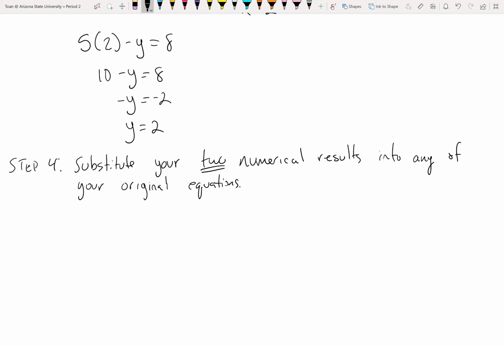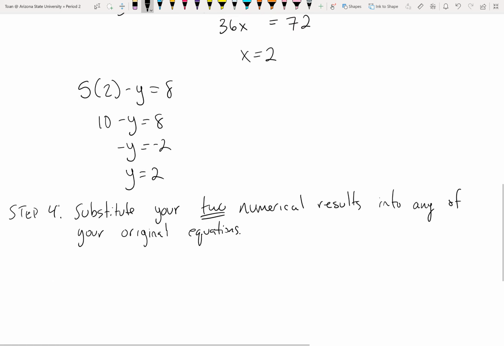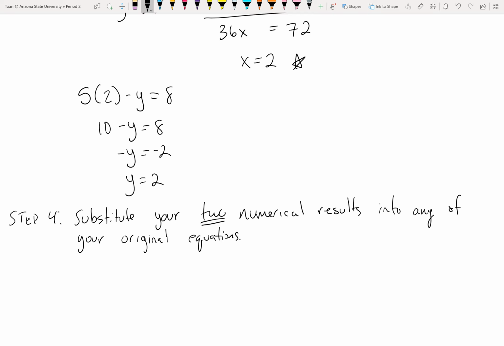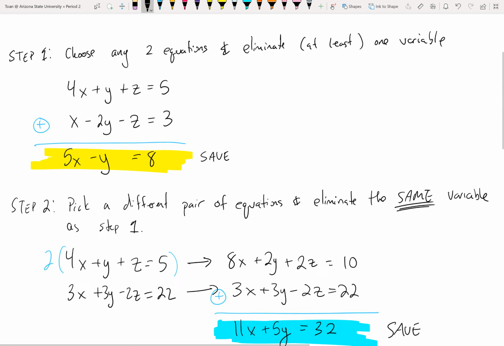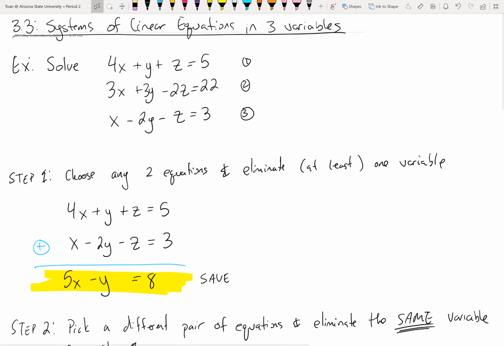So you guys have the luxury of having your paper in front of you. I sort of forgot what the original equations are, so I'm going to have to scroll up to look at it. But we have 2 numerical answers. X equals 2. I'll star him. He's not our final answer, but I'll star him. Y equals 2. So you go up to your original equations 1, 2, and 3. Just pick one. It doesn't matter.